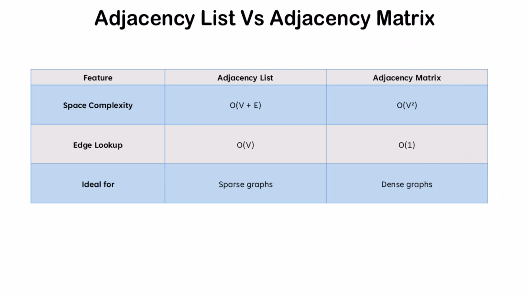Let's compare the adjacency list and the adjacency matrix. Adjacency list is more space efficient for sparse graphs, while adjacency matrix is better for dense graphs where edge lookup needs to be done quickly.